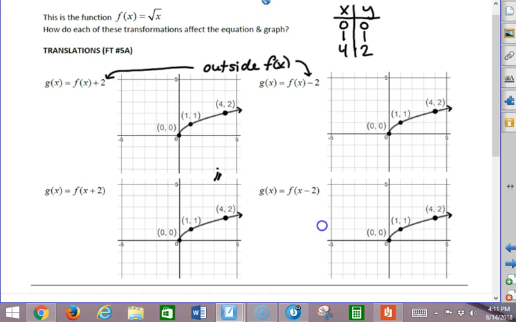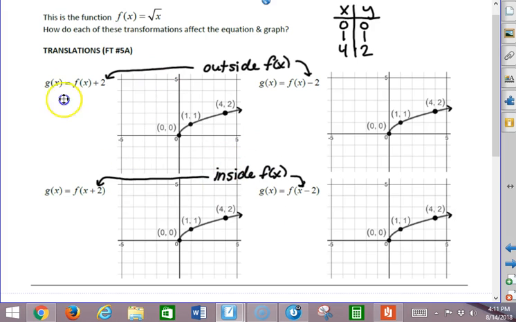So I'm going to look down here. We're going to be doing changes inside of f of x. So we have a change here that's inside the function. So how do those affect the graphs differently? So let's start with our outside the function translation.